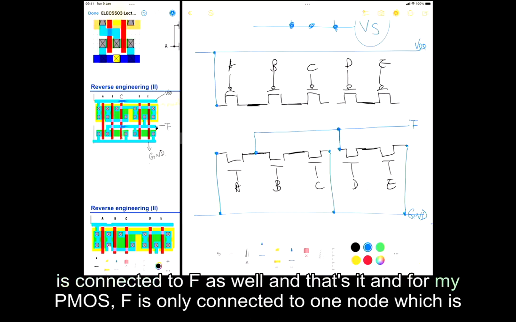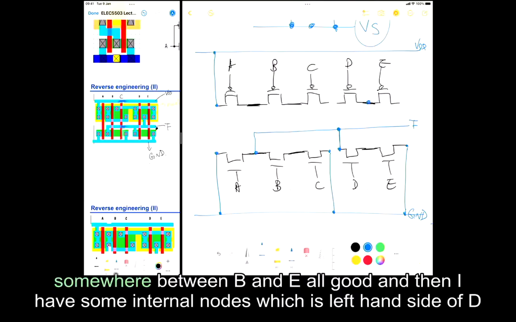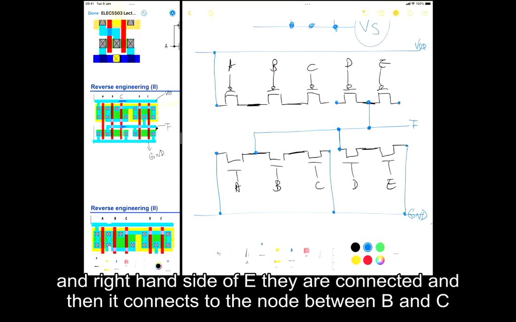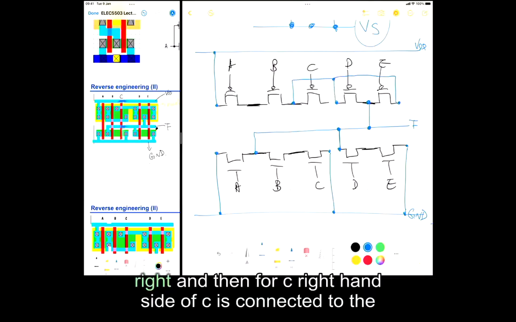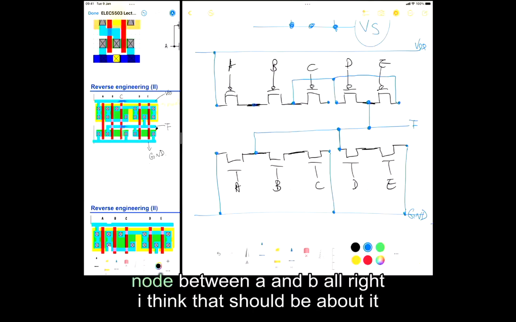And that's it. And for my PMOS, F is only connected to one node, which is somewhere between D and E. All good. And then I have some internal nodes, which is left-hand side of D and right-hand side of E. They are connected, and then it connects to the node between B and C, right? And then for C, right-hand side of C is connected to the node between A and B. All right, I think that should be about it.